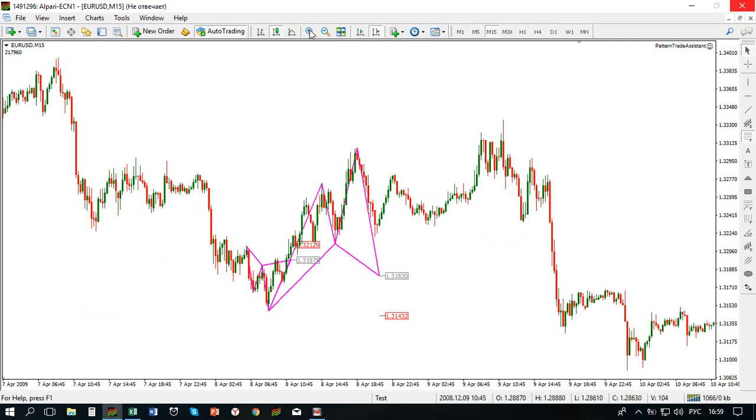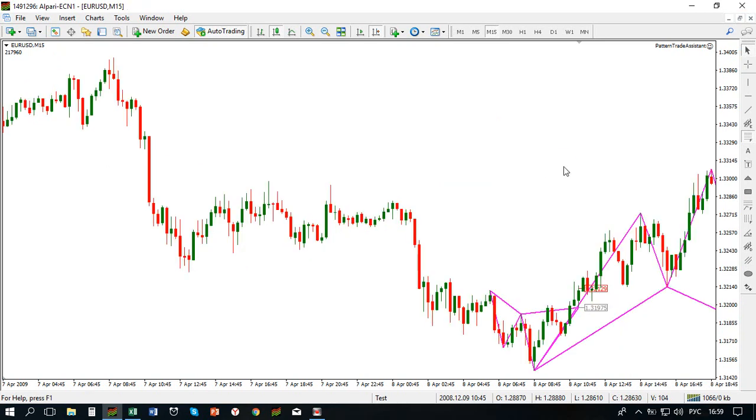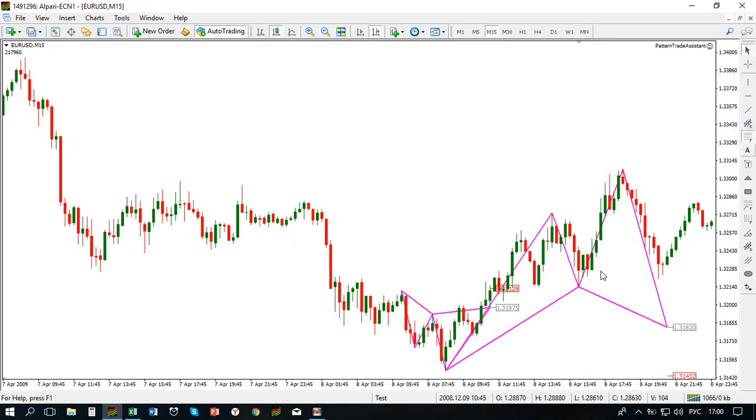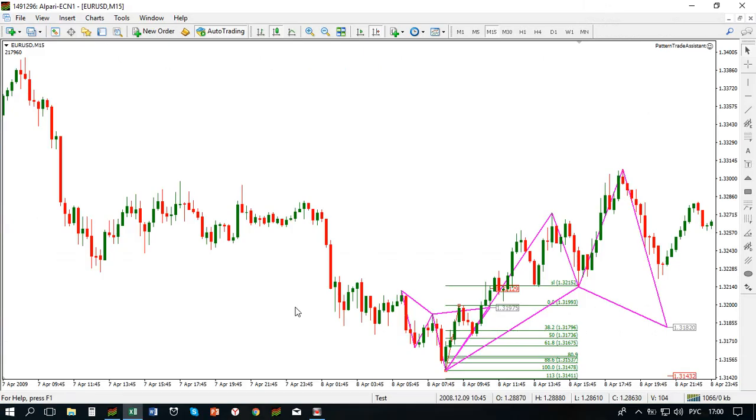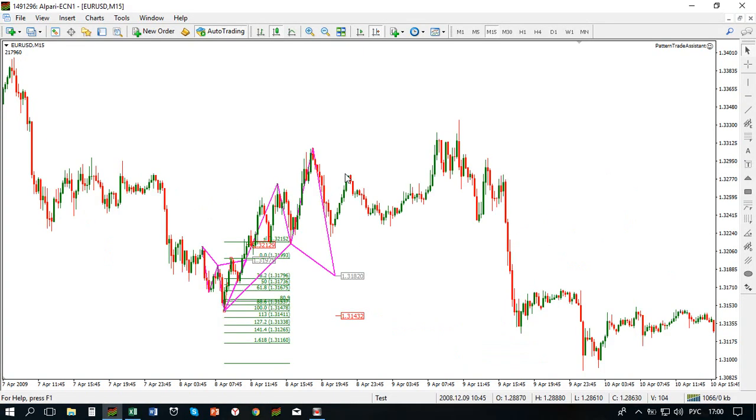What do we have here? This minus Cypher winner, I suppose. Let us stretch the fibs. Yes, avoided loss as well. Minus 0 is a winner. 87 trades already. It took some time.